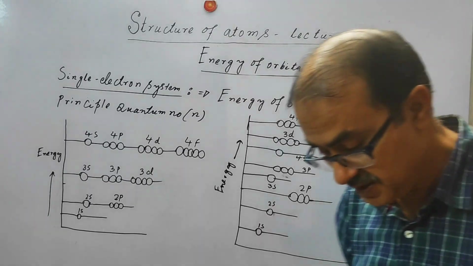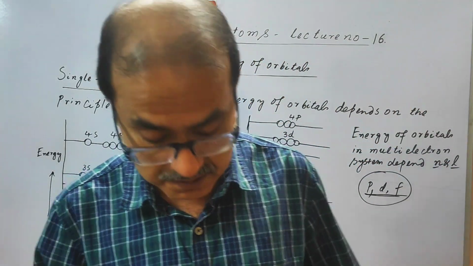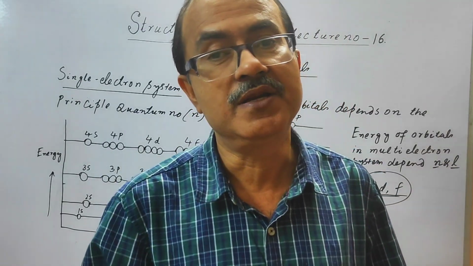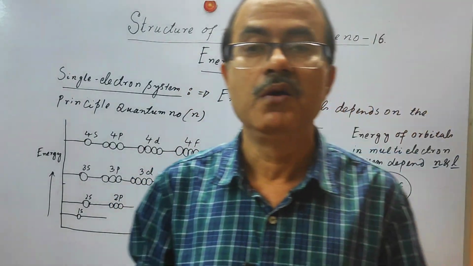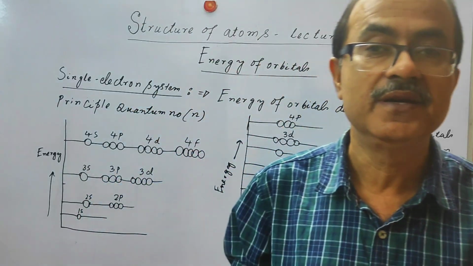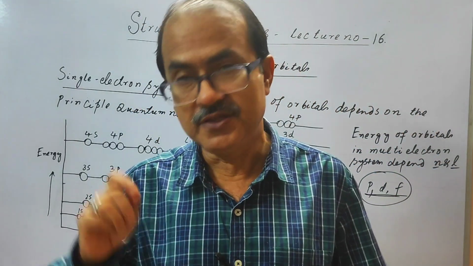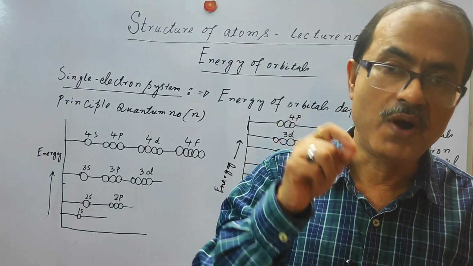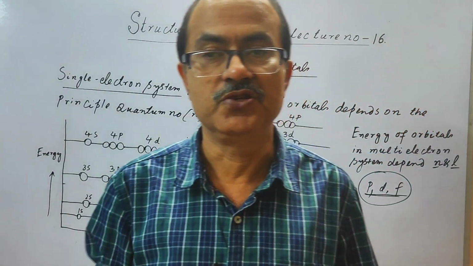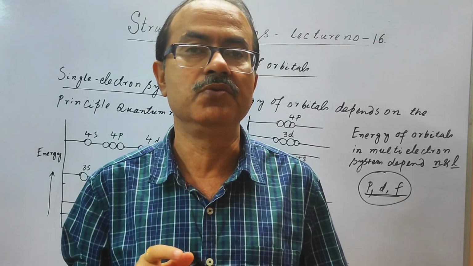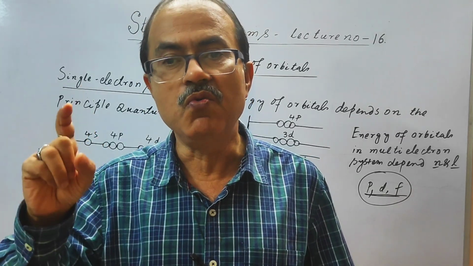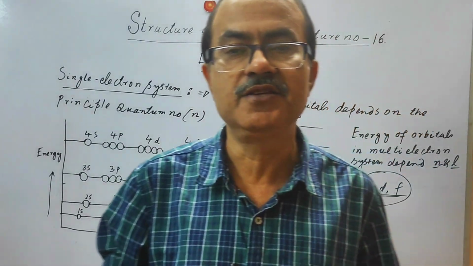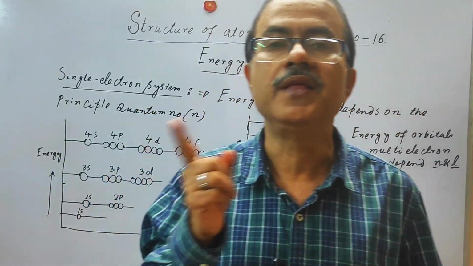Now the question arises, why is it so? Why is there a difference in this trend between the multi-electron system and the single electron system? For this we have to understand what system is operating in the single electron system and what is operating in the multi-electron system. In the single electron system, there is only one force of interaction, that is the attractive interaction between the electron and the nucleus.